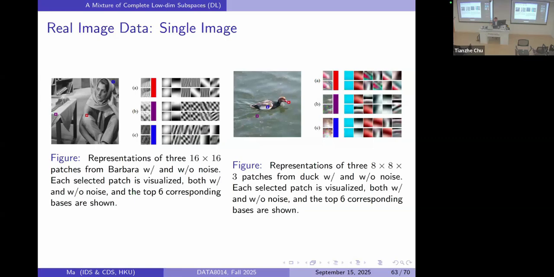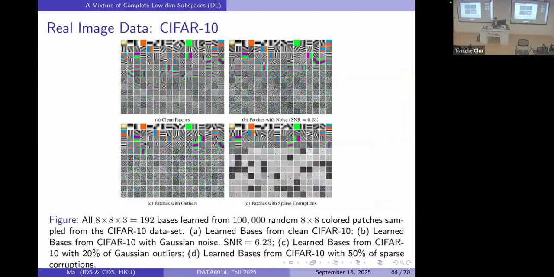This is the reason. You let the data speak. What is the best transformation? Find the most sparsifying transformation, the most compressible structure. You can run a bigger data set, a bigger experiment. We train on about 100,000 random 8 by 8 color patches from CIFAR-10, and you can learn a basis. So this is learned from clean CIFAR, from CIFAR with Gaussian noise, from CIFAR with 20% Gaussian outliers, and from data with 50% sparse corruptions. You can see all the top bases learned are almost exactly the same.